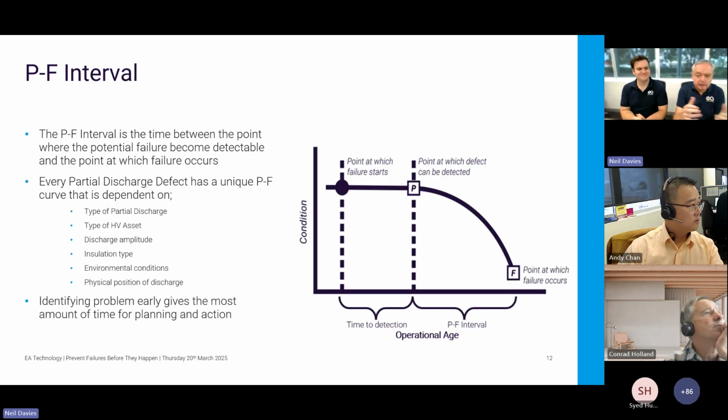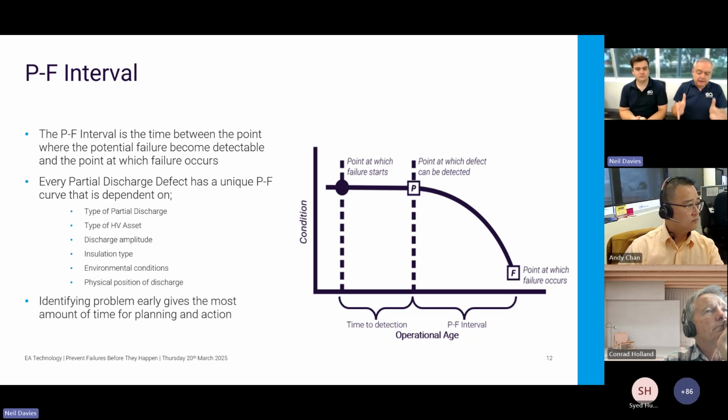So if you're familiar with the RCM type approach to this, the reliability centered maintenance, there's the concept of the P2F interval: when you can start seeing a defect or a failure occurring. So the defect is visible in condition monitoring to the point at which it functionally fails. That time has to be long enough for you to act for condition monitoring to work.